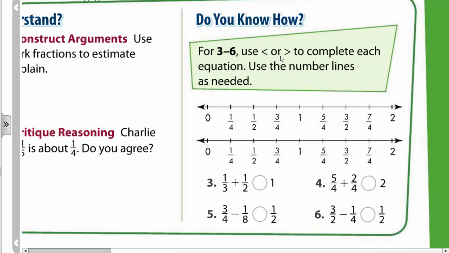Use less than or greater than to complete each equation. Use the number lines as needed. And here we have in question 3, 1/3 plus 1/2, and we need to decide whether this is more than or less than 1 or equal to 1. Let's see. This is the first time for us to add or subtract different denominators.